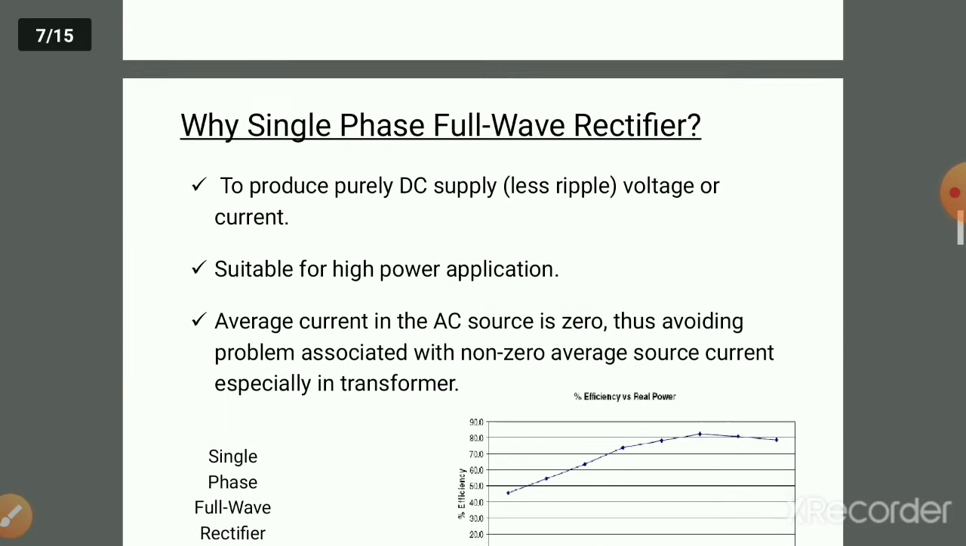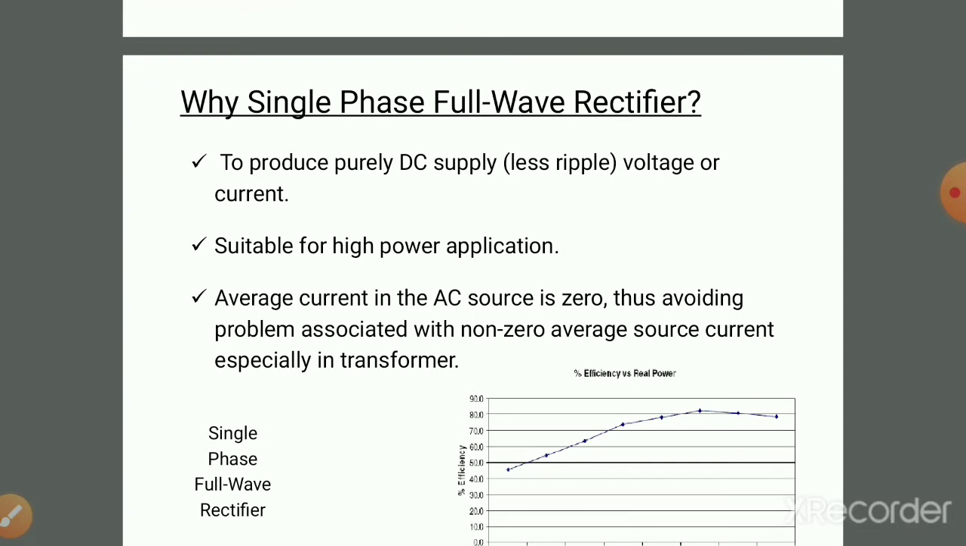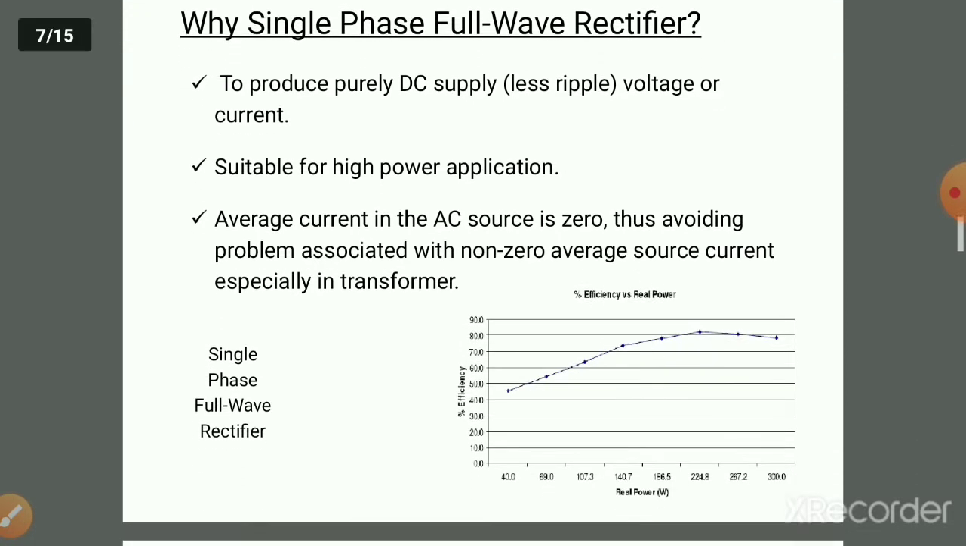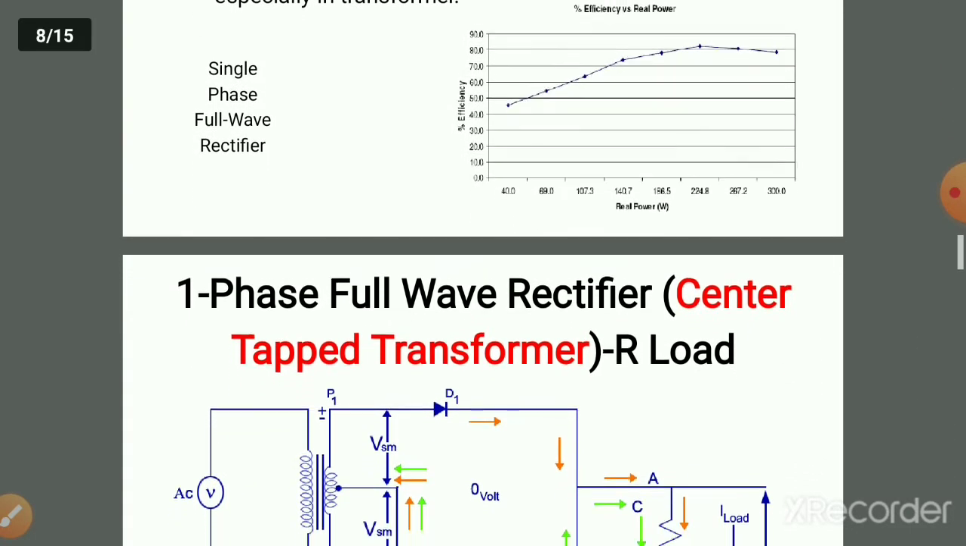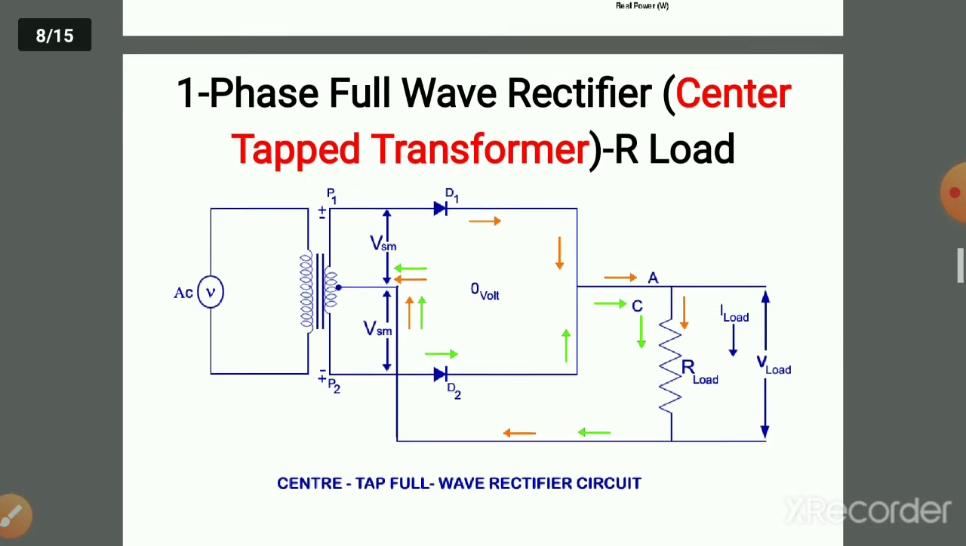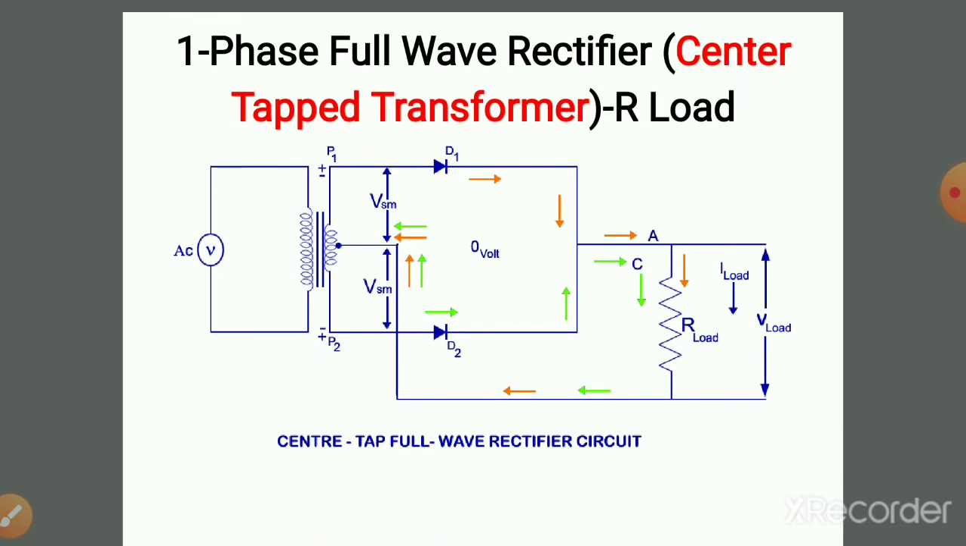Then we discussed why the single phase full wave rectifier is required, and what the drawbacks and advantages of that are. And also we discussed the single phase full wave rectifier with a center tapped transformer connected to a purely resistive load, how it is operating, and how the diodes act in both half cycles to transfer the power towards the load.